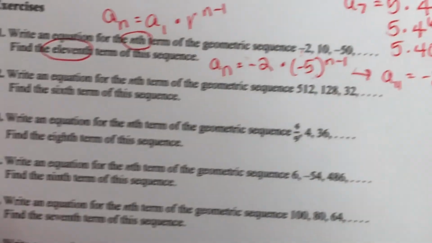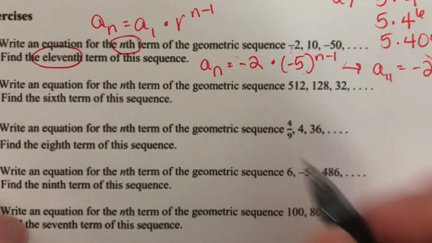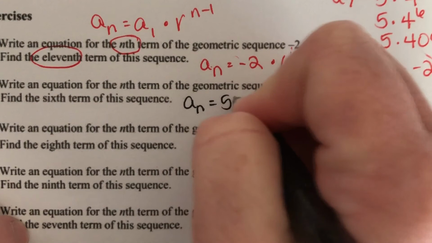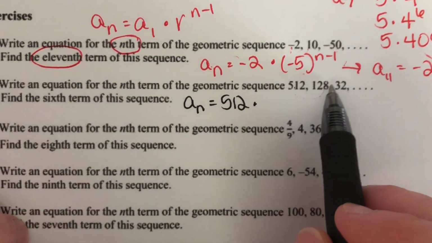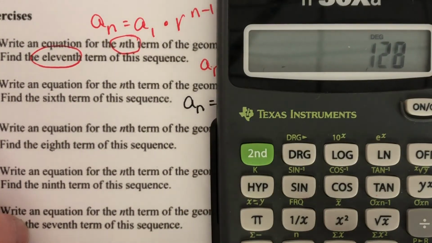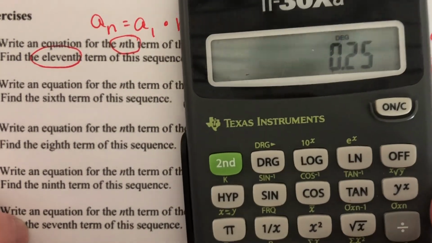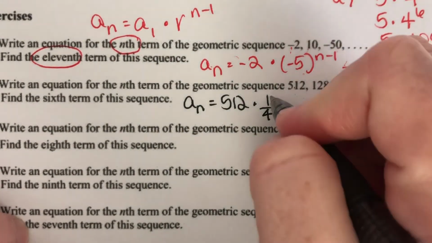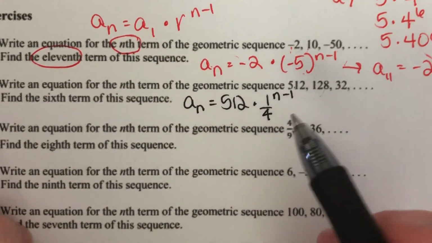I'll do these in different colors so they don't run together. All right, write an equation for the nth term. Here's the geometric sequence. So I'm going to have a sub n equals first number in the sequence, 512, times the common ratio. To get the common ratio, I'm going to take the second number and divide by the first. 128 divided by 512 gives me 0.25, which is 1/4. So my common ratio is 1/4 raised to the n minus 1 power. Here's my formula for the nth term of the sequence.